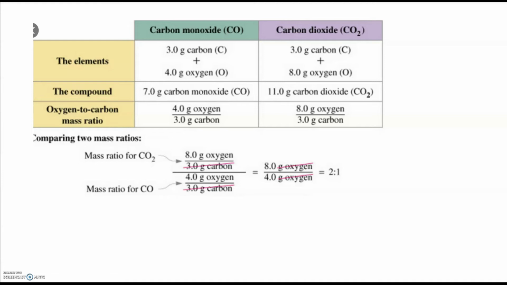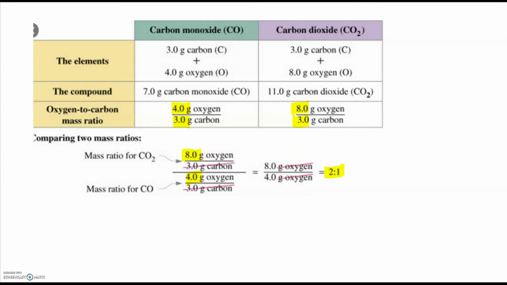So for example, 3 grams of carbon in the first, right here. And the ratio of oxygen to carbon is 4:3. In the second example, the ratio of oxygen to carbon is 8:3. If we compare that 8 grams of oxygen combining with 3 grams of carbon to the 4 grams of oxygen combining with 3 grams of carbon, we get a whole number ratio of 2:1.